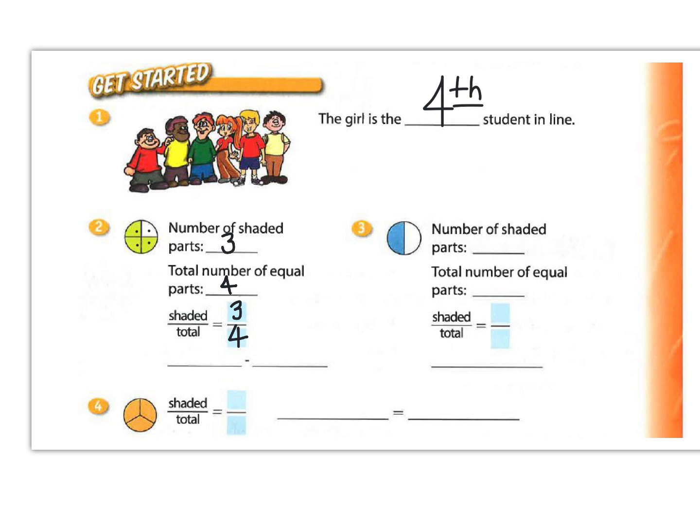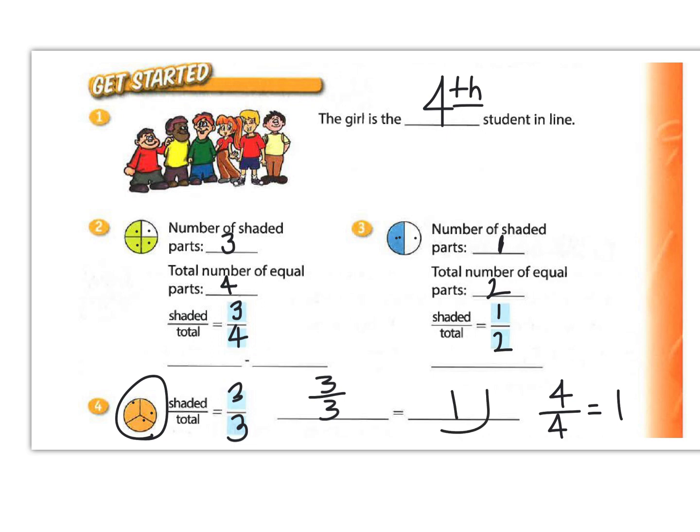Here we have the number of shaded parts is just 1 shaded part, and the number of equal parts is 2, so 1/2. Here we have 3 parts and they're all shaded. So 3 out of 3 is the same as 1. So anytime you have a number like 4 out of 4 as a fraction, that's 1, because that means that 3 out of the 3 shaded parts for this one is the whole.